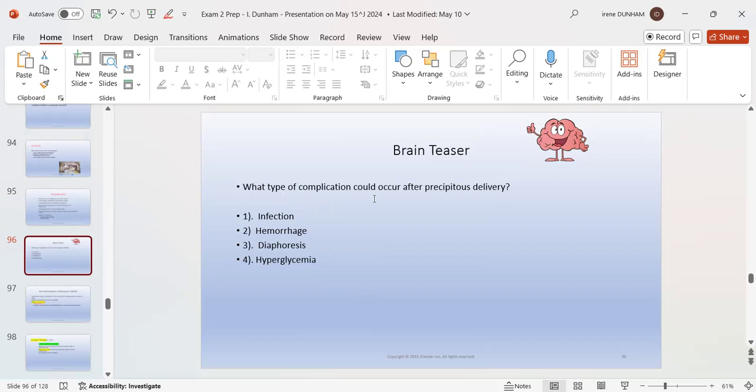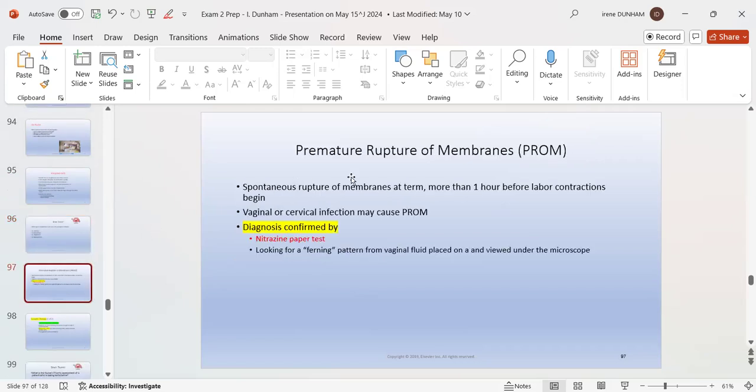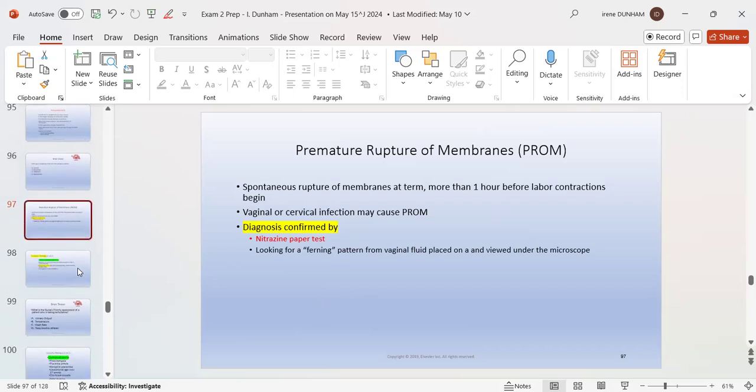So if I was to ask you what type of complication could occur after a precipitous delivery, what would you tell me? Hemorrhage. Great. Okay. Premature rupture of membrane just means that the membrane ruptured before contractions started. So you want to confirm that. When somebody comes in and asks you about that, you want to confirm it with the nitrazine paper test. Okay, it's a litmus test. It's yellow, and when it touches the amniotic fluid, it will turn greenish blue. Okay, in case you have a question like that.